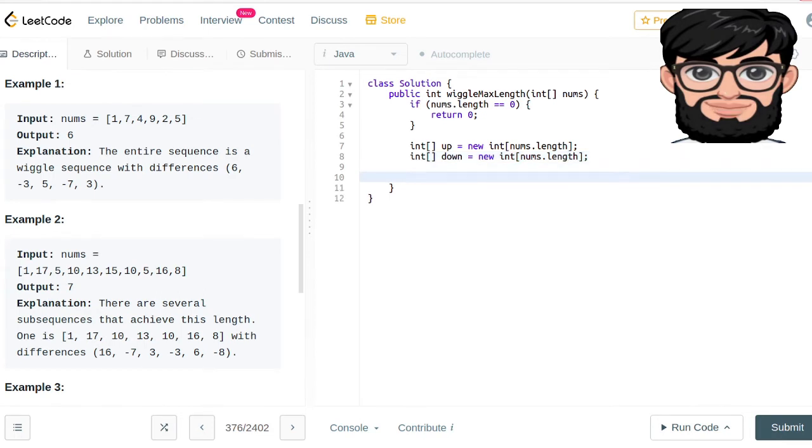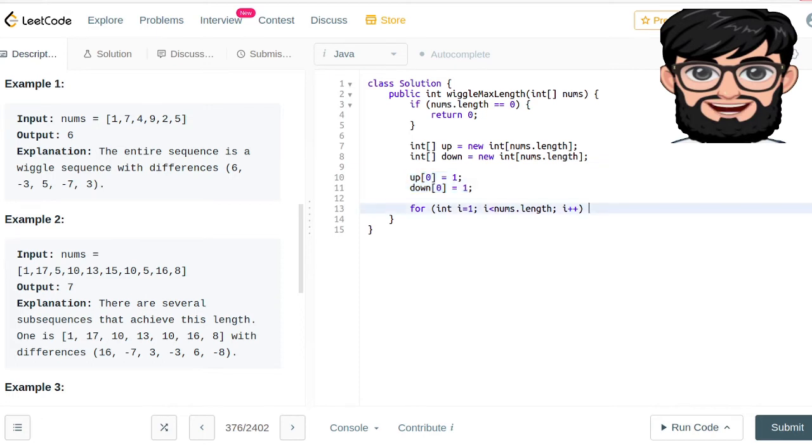right? So we're going to initiate up of 0 to 1 and down of 0 to 1. Okay, then for int i equals 1, i is less than nums.length, i++. This is because we already started and we already included the first index. So we know that even if there is only one number in there, the answer is going to be at minimum 1.